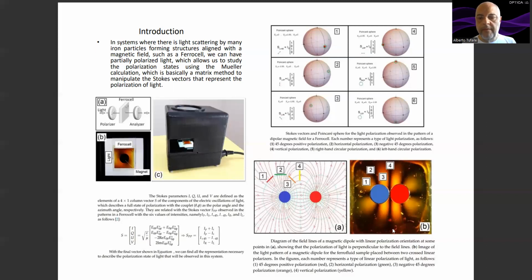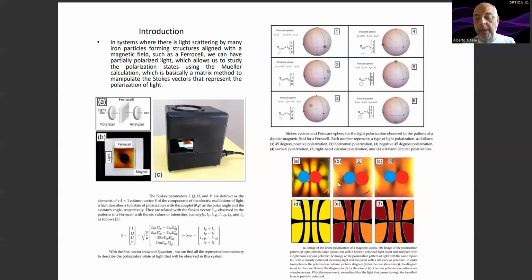So this is one of the light patterns that we have in our experiment, and we have here a magnetic field configuration of a dipole, and we can see in this pattern these numbers 1, 2, 3, 4 that are associated with linear polarized light, and this 1, 2, 3, and 4 is represented by these Stokes vectors 1, 2, 3, and 4 for the case of linear polarized light.